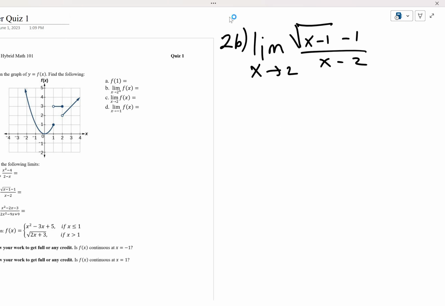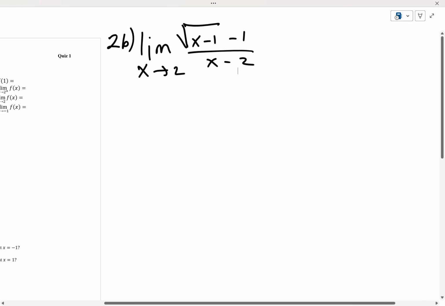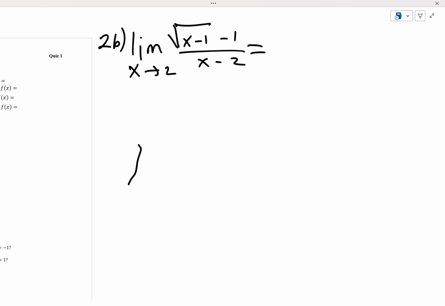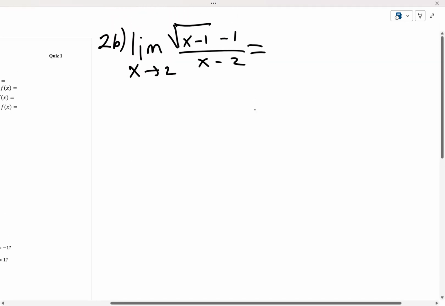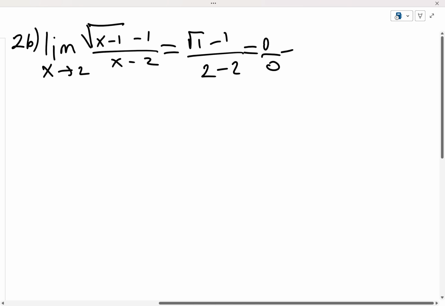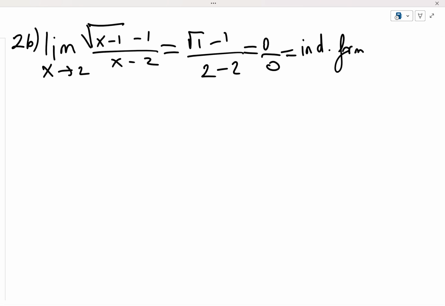So we want to find the limit as x approaches 2 of (√x − 1) over (x − 2). The first thing we do is a direct substitution. If we plug in 2 for x, you get √(2 − 1), which is √1, minus 1, over 2 − 2, which is 0. So that is 0 over 0, an indeterminate form, which means that we need to do some work.